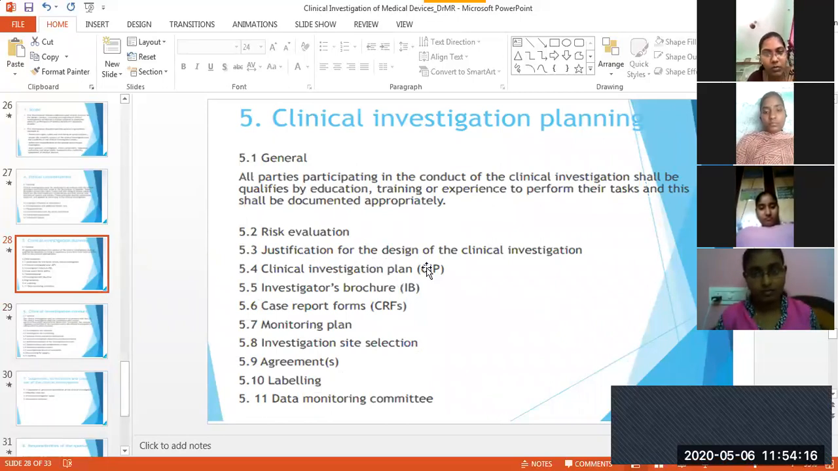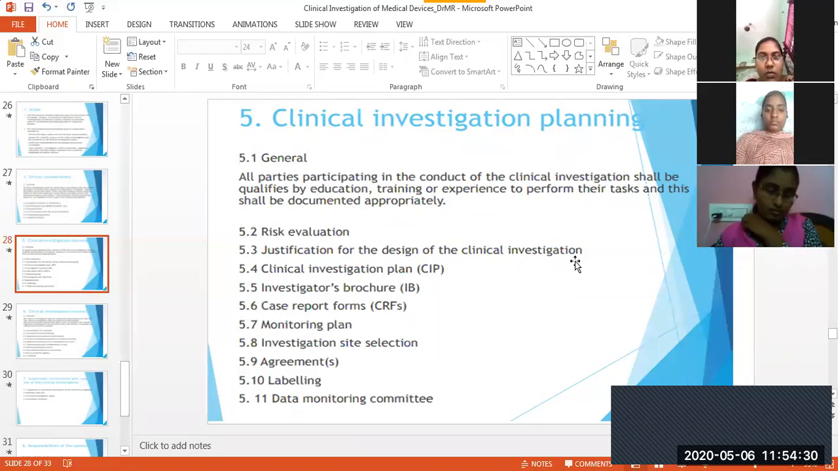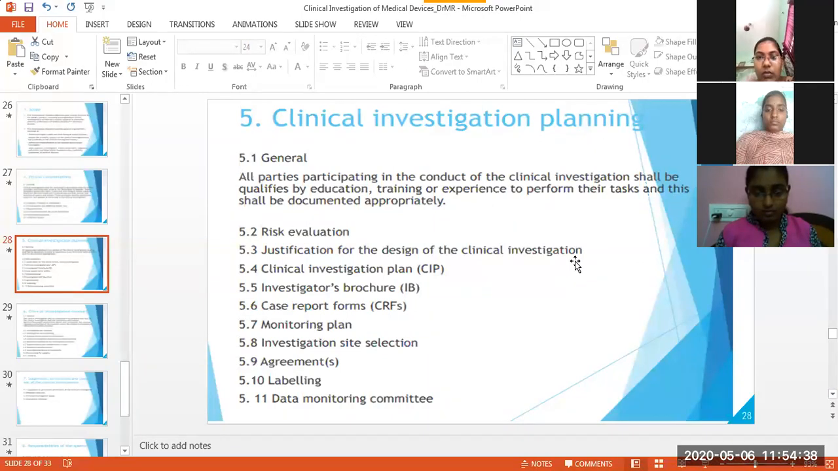Justification for the design of the clinical investigation. Clinical investigation is a part of clinical evaluation. I already told you, in clinical evaluation, if you don't get any information regarding safety and performance, then you can go for the clinical investigation. That is the main case. Then if it is a class 3 implantable device that is very new to the market, you must undertake this clinical investigation. Such justifications you have to give under chapter 3.